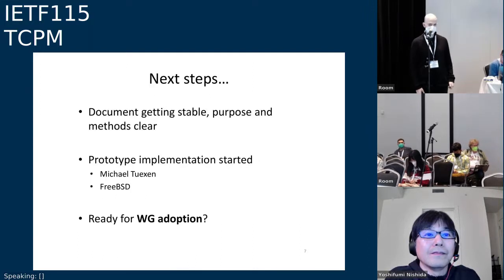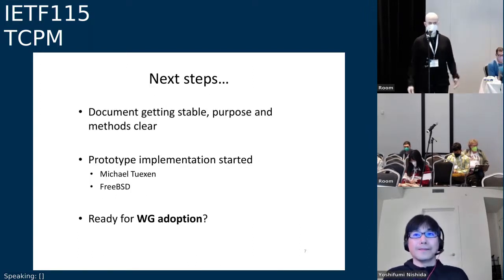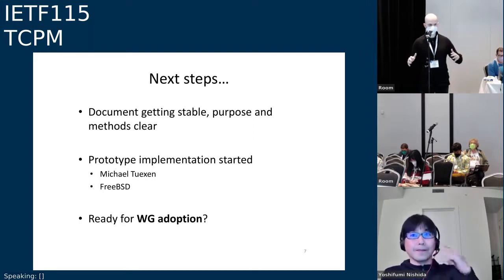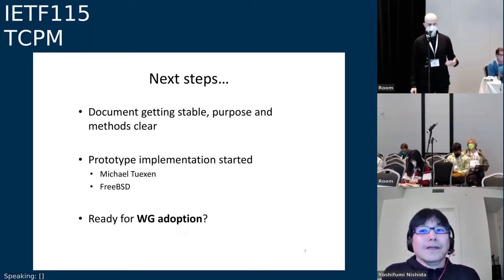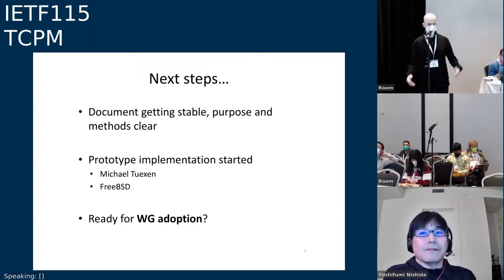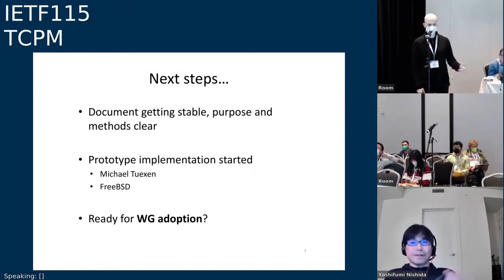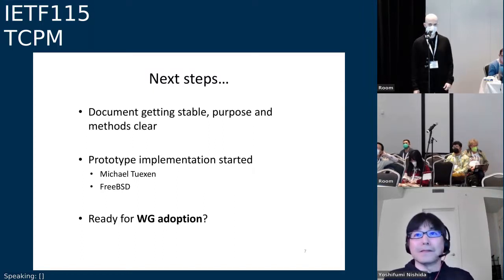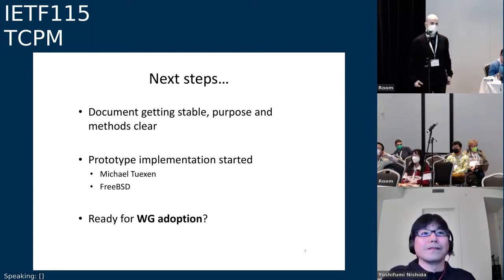Next, please. So, wondering about next steps and considering the current state of the document, the authors feel that the document is getting stable. The purpose and methods should hopefully be clear. There is even some initial code of a prototype implementation for FreeBSD, led by Michael. So we would like to ask the working group whether the document is perhaps ready for working group adoption. Any comments, questions?